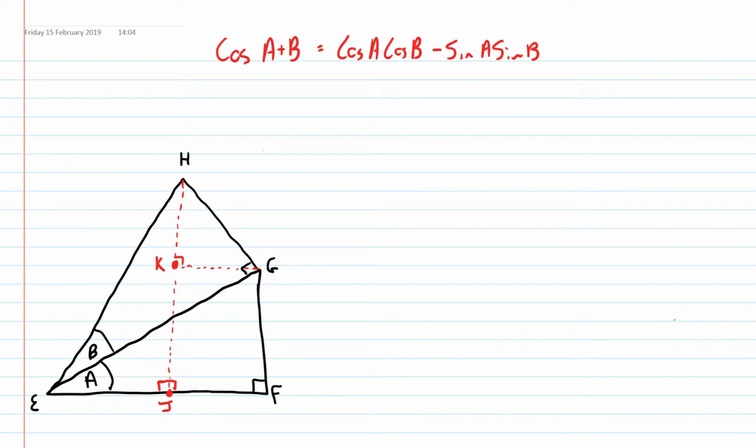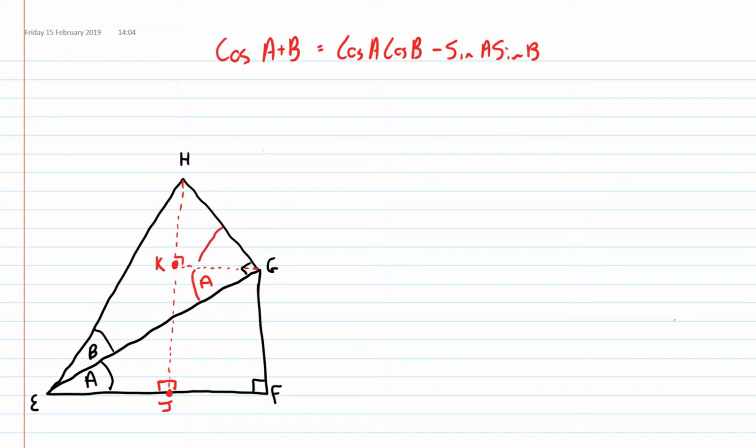Right. This angle is A. This angle is also A. The reason for that is as follows. If you look at line EF and then you look at line GK, they're parallel. And this line GE is a transversal. So angle A here is the same as the angle up here because they're alternate angles. So therefore I can call this angle here A.